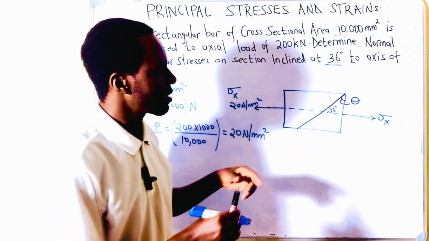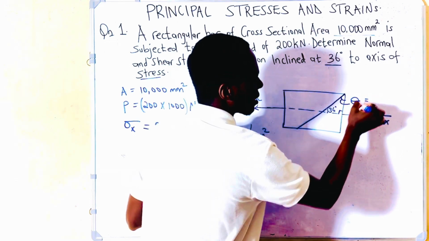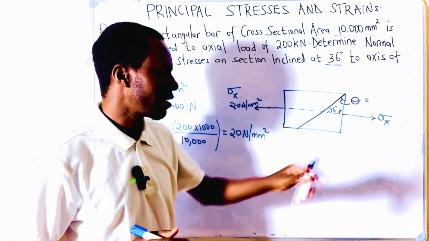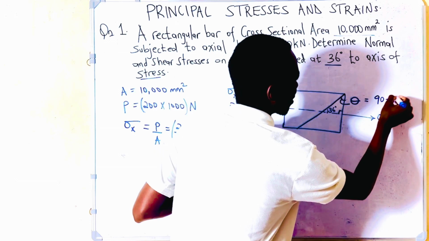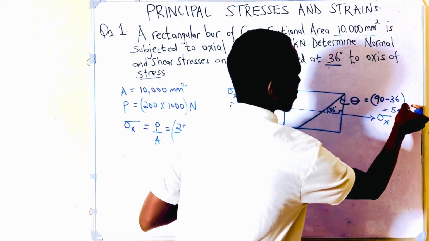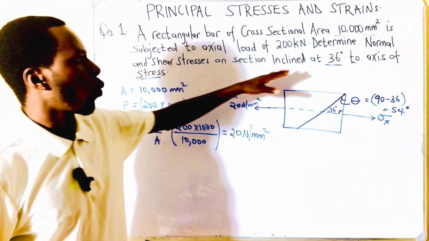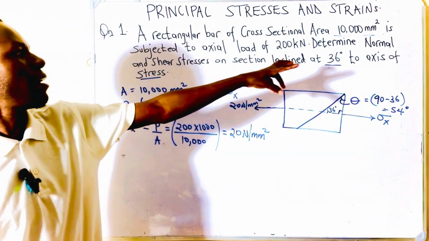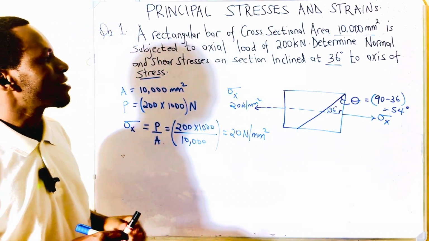So given 36 here, and taking this triangle, this is 90. So what should this theta be? The summation of angles inside this triangle should be 180. If this is already 90, then this plus this would also be 90. So 90 minus 36 will give you the angle that you want, which is 54 degrees. That is the value of theta that we need. So you have to check carefully which angle has been inclined to what. If it's inclined to the axis of stress, that means it is this one.